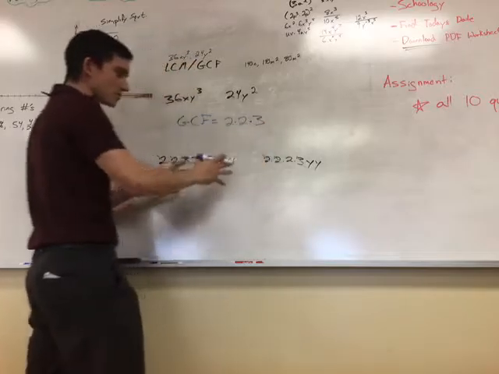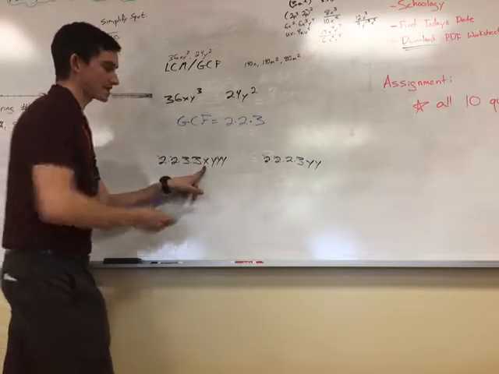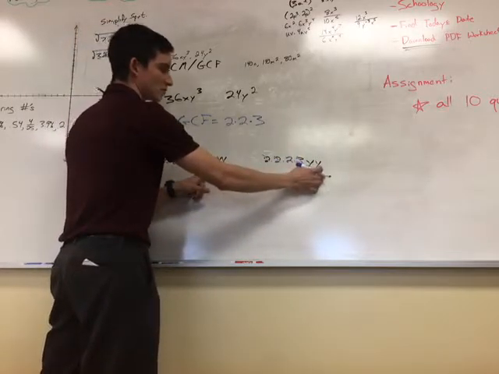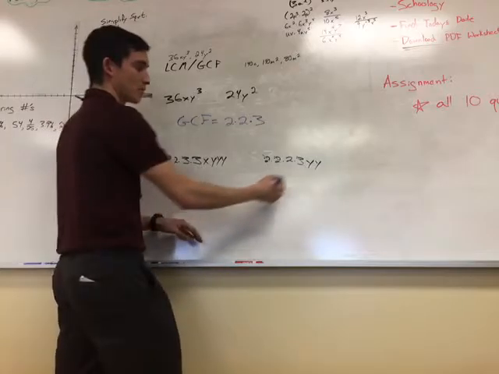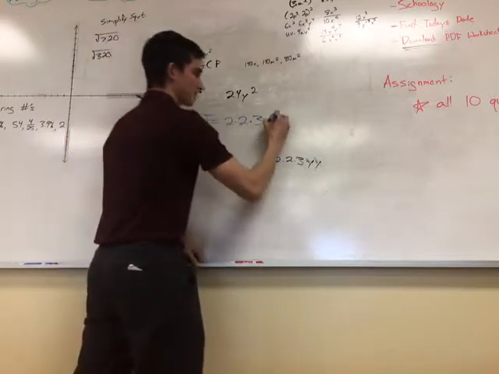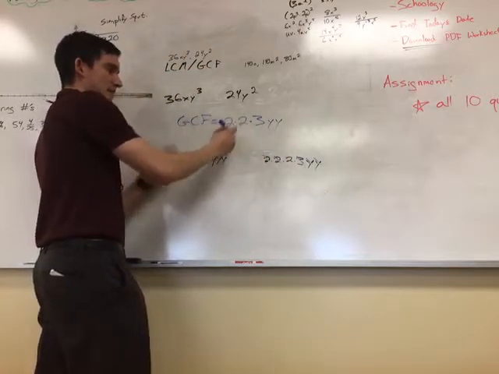So remember, you can only use factors that they both have. All right? This one has an x, that one doesn't, so I can't use an x. This one has 3 y's, that one has 2 y's. So I can use a y. How many y's can I use? 1, 2 y's. I can't use that y. Okay? So there's my greatest common factor.